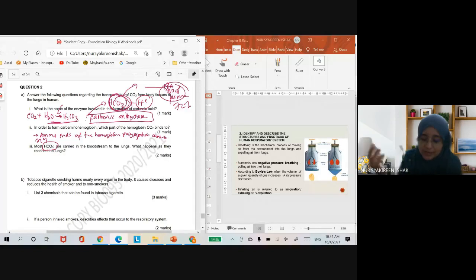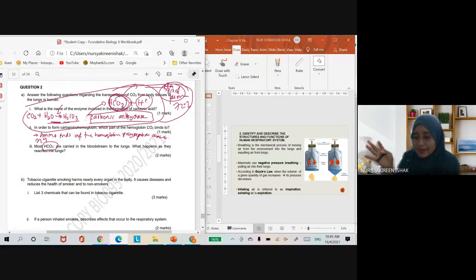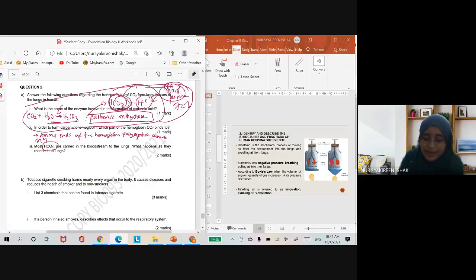So what happens as they reach the lung? Opposite reaction lah. So the reaction ni berlaku dalam red blood cells. So maksudnya opposite reaction. Bicarbonate ion in the blood plasma will enter back into the red blood cells and the opposite reaction occurs. Tak boleh tulis opposite reaction, you kena explain lah. So bicarbonate ion reacts with the hydrogen ion that is released from the hemoglobin, and it forms carbonic acid, and from carbonic acid it will form carbon dioxide and also water, with the reaction catalyzed by the enzyme carbonic anhydrase.